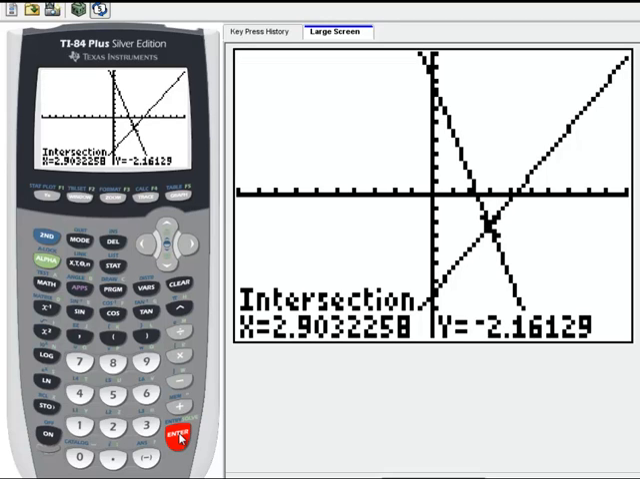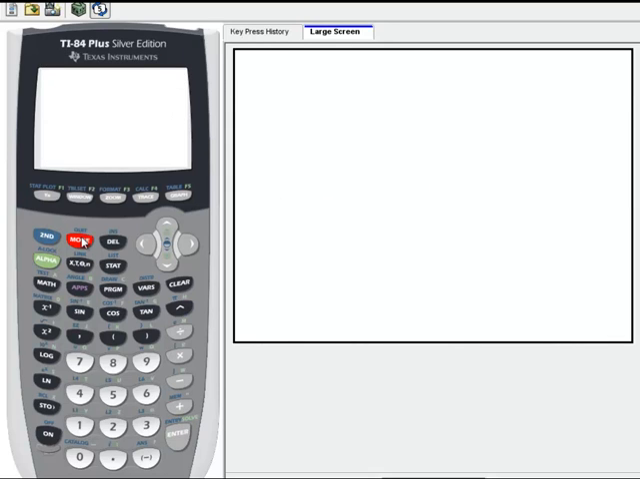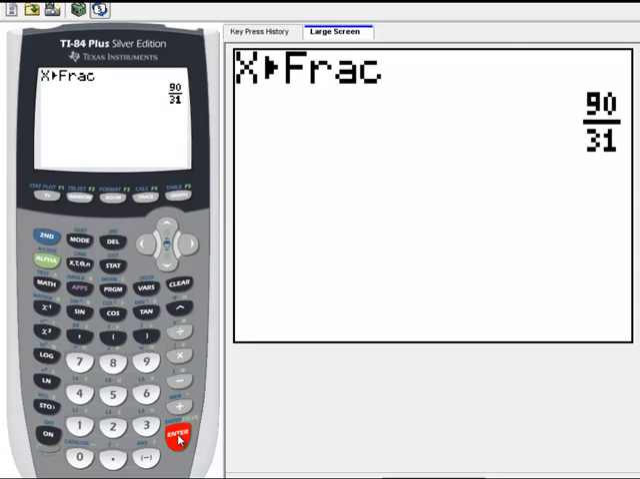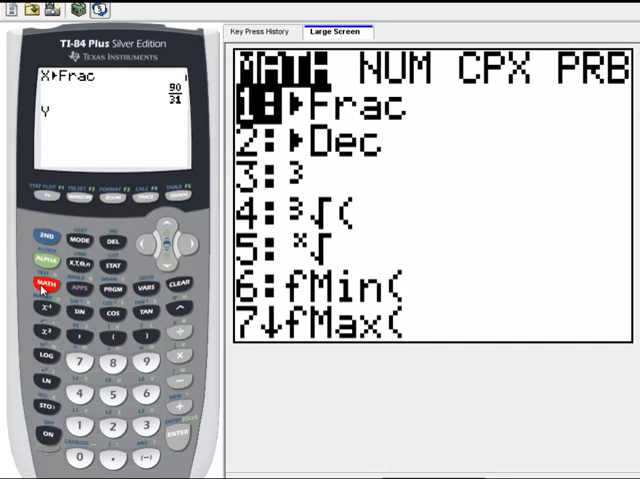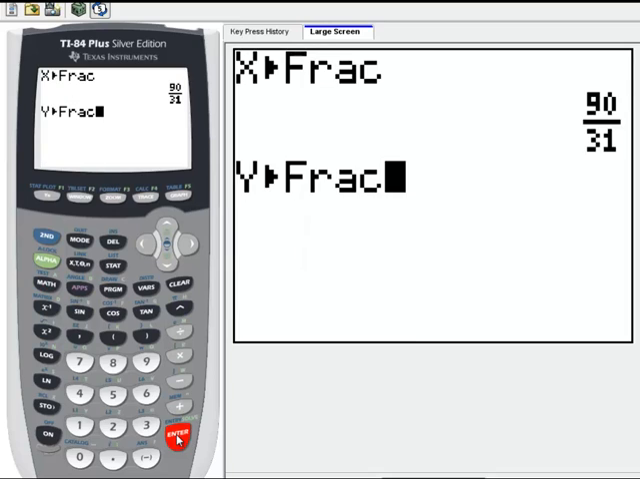Okay, now we were supposed to try to obtain exact answers if we can. So let's return to the home screen and see what we can do here. We can go x, math, fraction, enter. Okay, got 90/31 for x as an exact answer. And for y, alpha, y, math, fraction conversion, go. Okay, we got an exact y also.